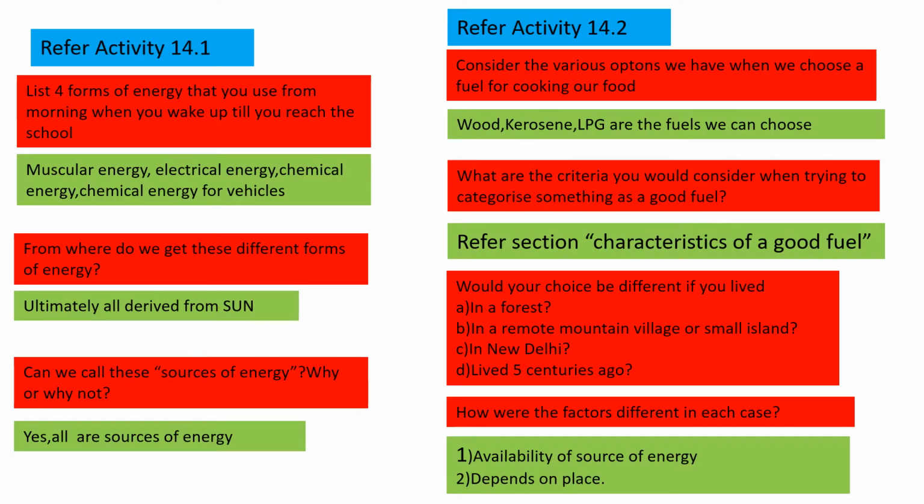Moving on, there are two activities given in your textbook on page number 243. These are the two activities, activity 14.1 and activity 14.2. What they say is to list four forms of energy that you see from morning when you wake up till you reach the school. Then from where do we get these forms of energy, and can we call these sources of energy? Why not?